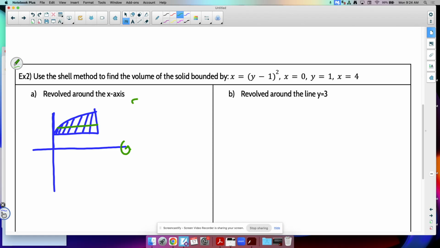A shell is just going to be 2 pi radius times your height. So we got our 2 pi. Where does this region begin? Where does this region end? How do we figure out where it ends?